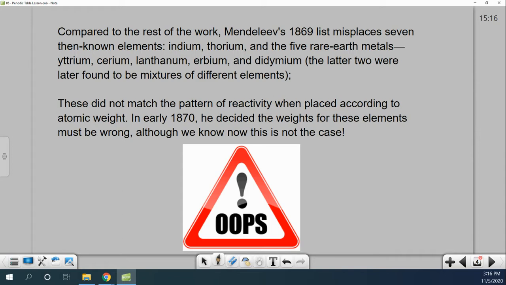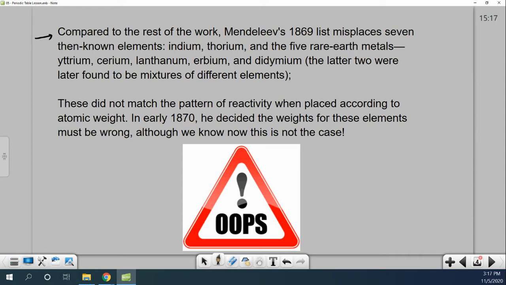But then they went looking and found them. And so Mendeleev was very much on his high horse. He's like, yep, you found my elements and they matched really well. I'm doing awesome. But compared to the rest of his work, Mendeleev's list actually misplaced 7 known elements: indium, thorium, and the 5 rare earth metals, yttrium, cerium, lanthanum, erbium, and didymium.